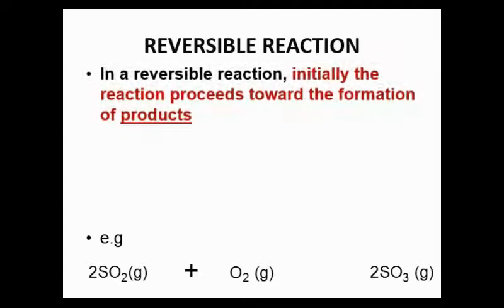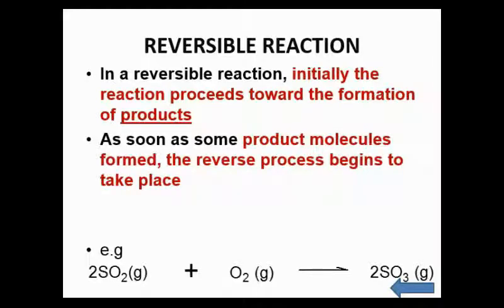For example, we look at an example below. In a reversible reaction, initially the reaction proceeds toward the formation of product. Look at the arrow down there. Firstly, the reaction will proceed to form 2SO3. We can look at an example below. Initially, the reaction will produce 2SO3.